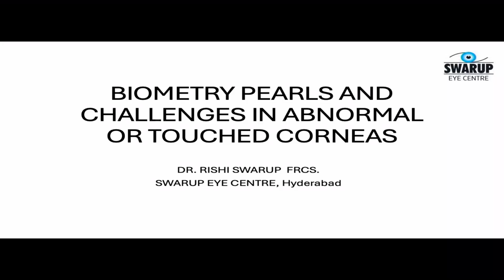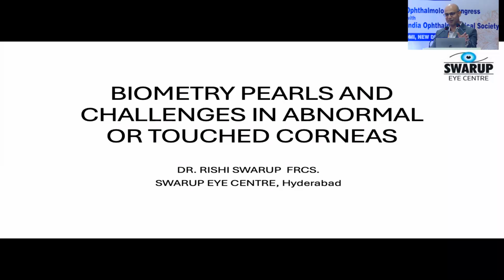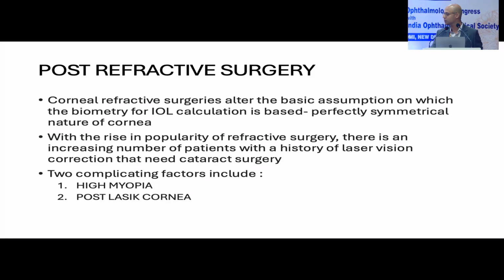Okay, so this was originally not my talk, so anyway, I'll present it and hopefully I'll do some justice. So we'll talk about post-refractive eyes. Corneal refractive surgery alters the basic assumption on which the biometry for IOL calculation is based, which is a perfectly symmetrical nature of the cornea. With the rise in popularity of refractive surgery, which we've been doing for a few decades now, there is an increasing number of patients with a history of laser vision correction or incisional refractive surgery who need cataract surgery. Many of those patients are now coming with cataracts, and as we know, myopes do develop cataract earlier. So they would even come in their late 30s or 40s with cataracts. And there are two complicating factors here.